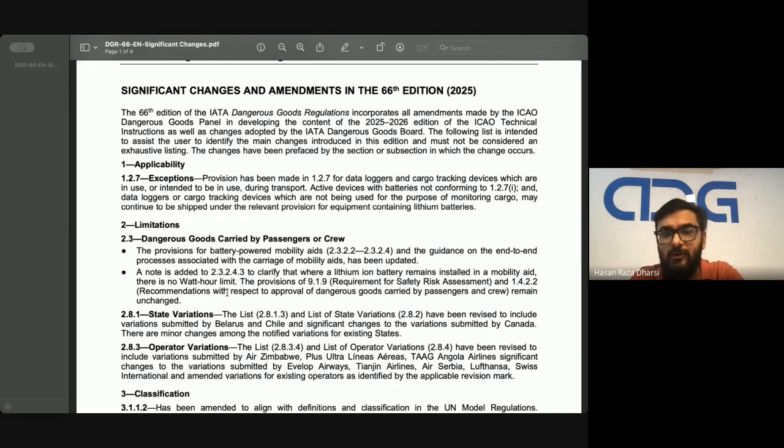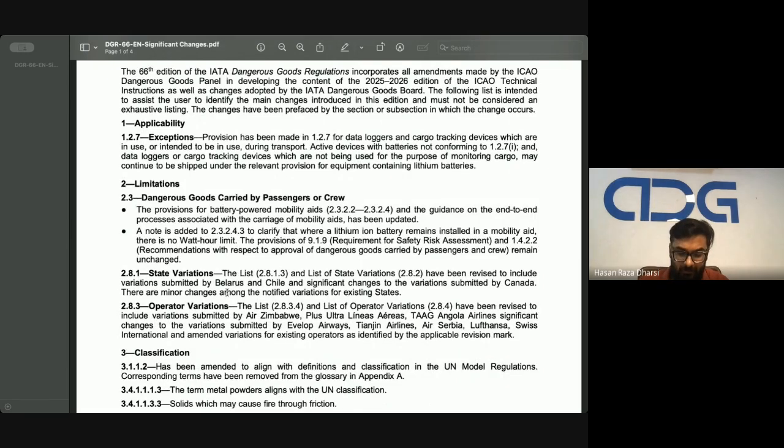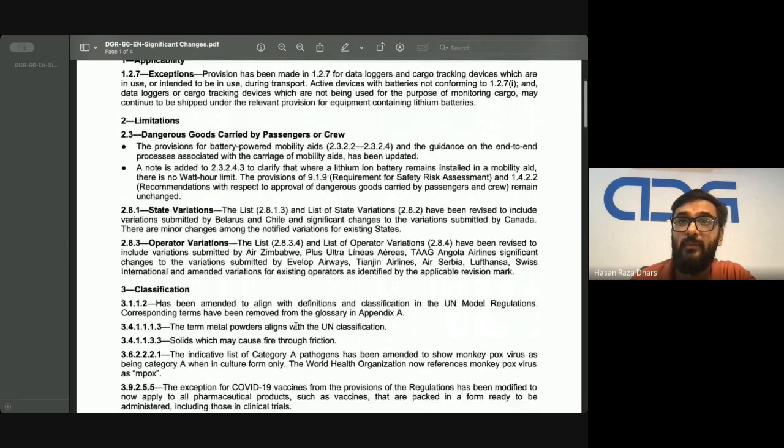Further, in 2.8.1 and 2.8.3, there is an addition of new state and operator variations. In 2.8.1, Canada, Chile and Belarus have added more variations in the section of state variations. Coming up to 2.8.3, some of the carriers have made changes, and some of them have revised variations, like Air Zimbabwe, Plus Ultra, Linus, Arius, TAG, Angola Airlines, and significant changes to the variations submitted by Envelope Airways, Tijan Airways, Air Serbia, Lufthansa, and Swiss International, and amended variations for existing operators as identified by the applicable revision mark.